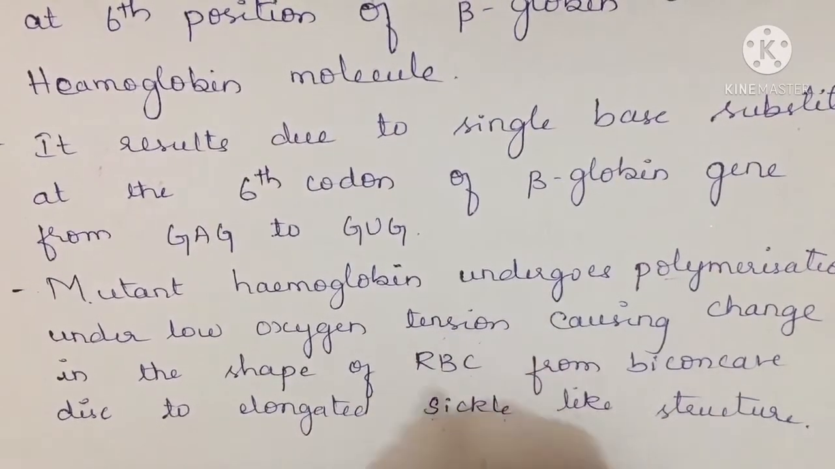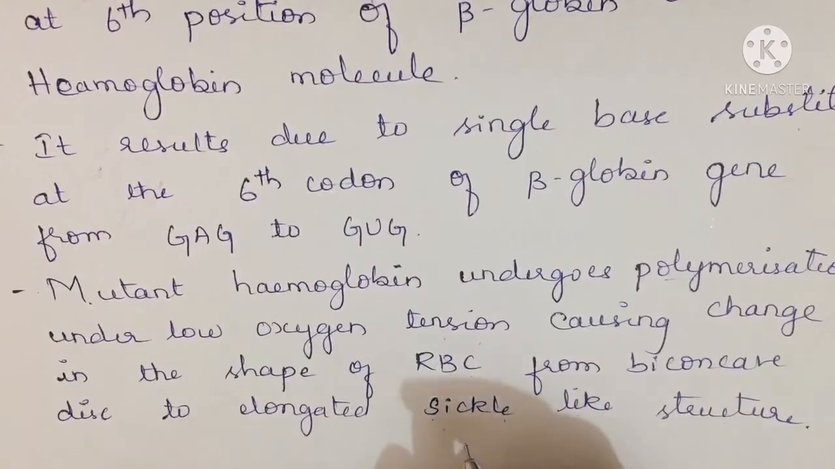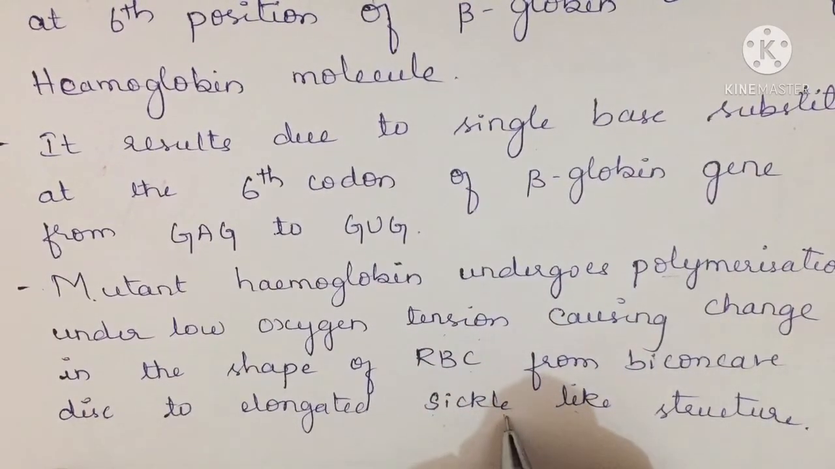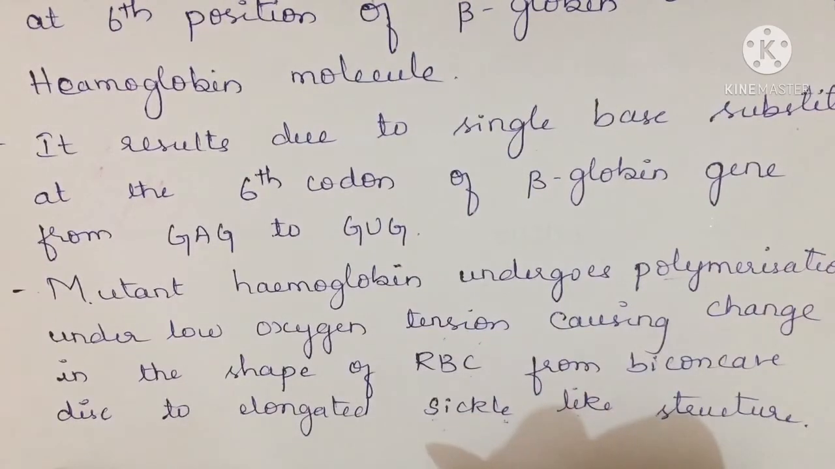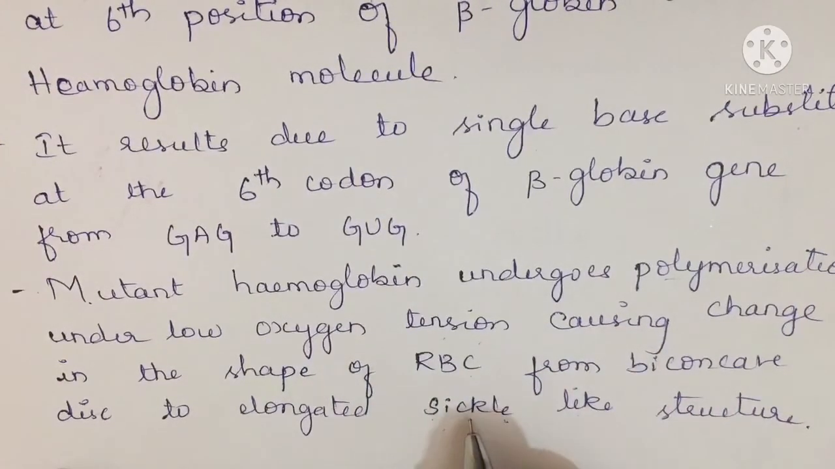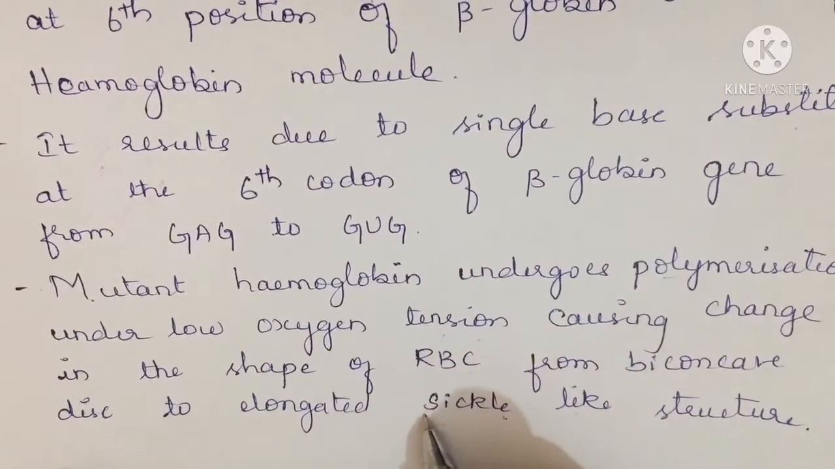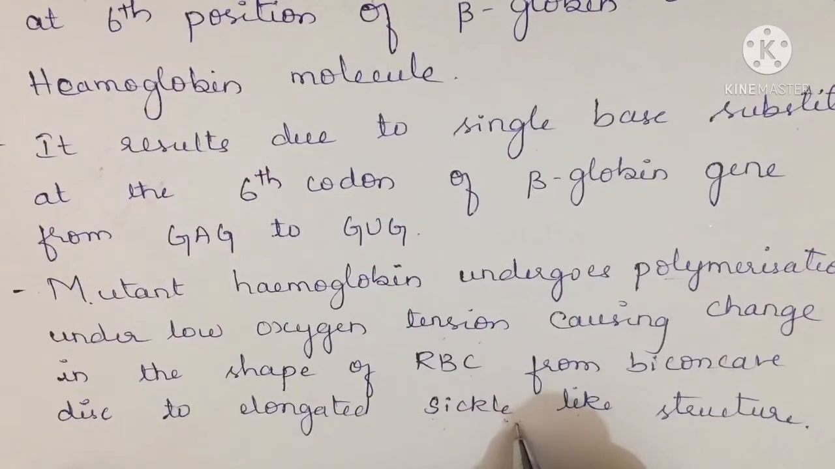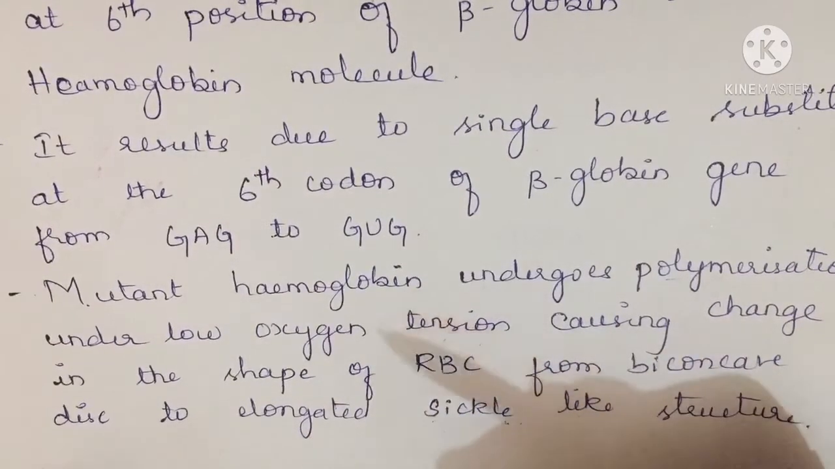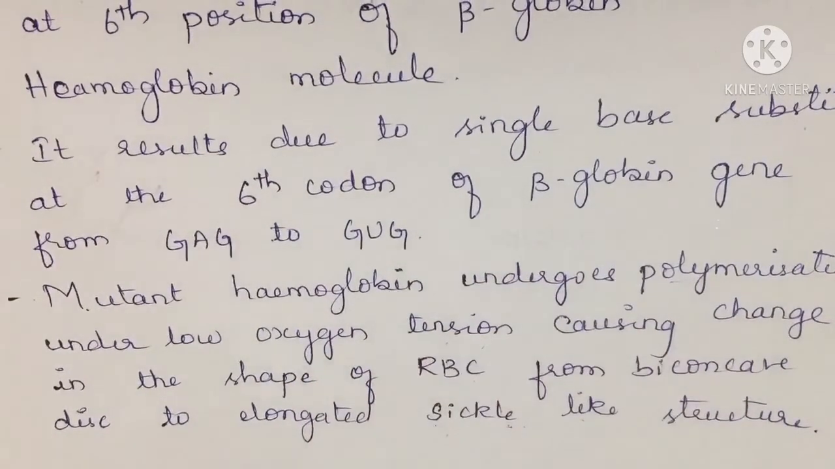Now what is the sickle-like structure? I shall show you in the picture. In the next you will find what is meant by sickle. That sickle actually is used by the farmers, even by us, to cut something like grass. That sickle you will find in the next picture. Because this RBC has changed its shape to that structure, it is called sickle cell anemia, because the cell has changed its shape.